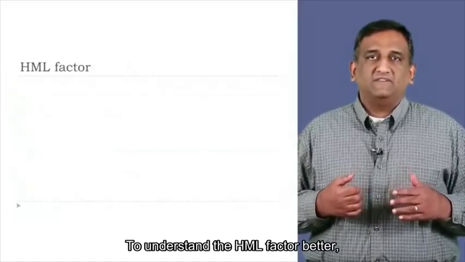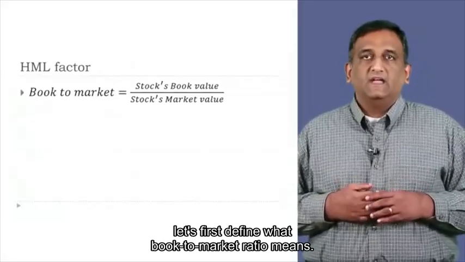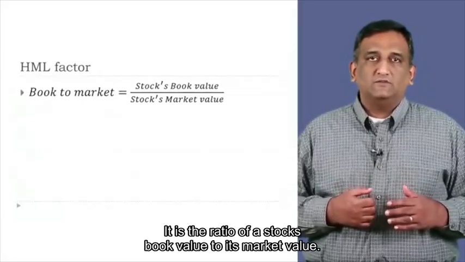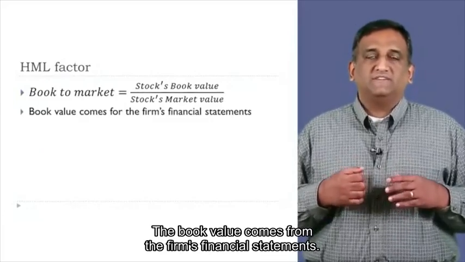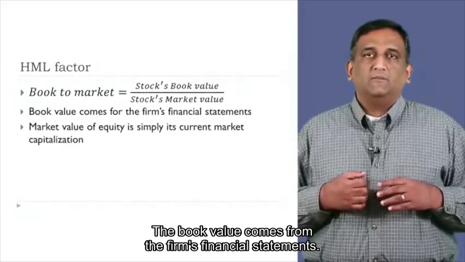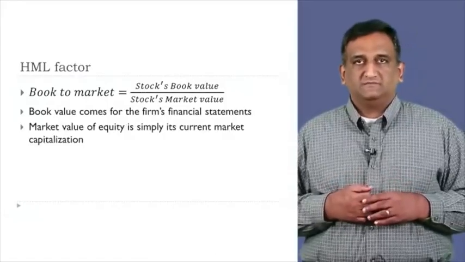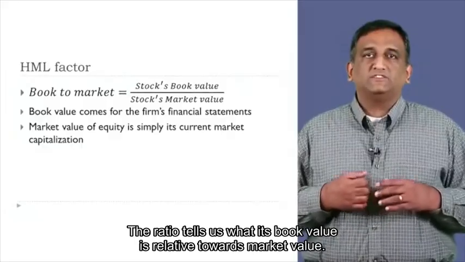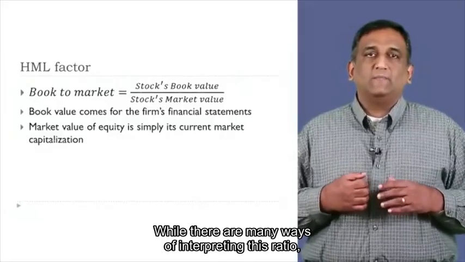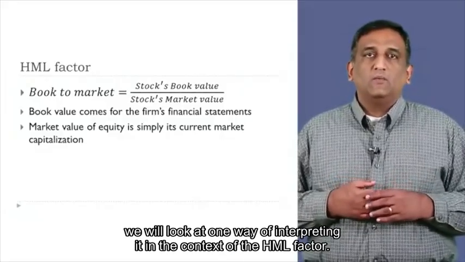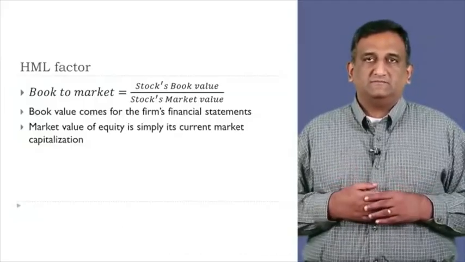To understand the HML factor better, let's first define what book-to-market ratio means. It is the ratio of a stock's book value to its market value. The book value comes from the firm's financial statements. The market value of equity is simply its current market capitalization. The ratio tells us what its book value is relative to its market value. While there are many ways of interpreting this ratio, we will look at one way of interpreting it in the context of the HML factor.